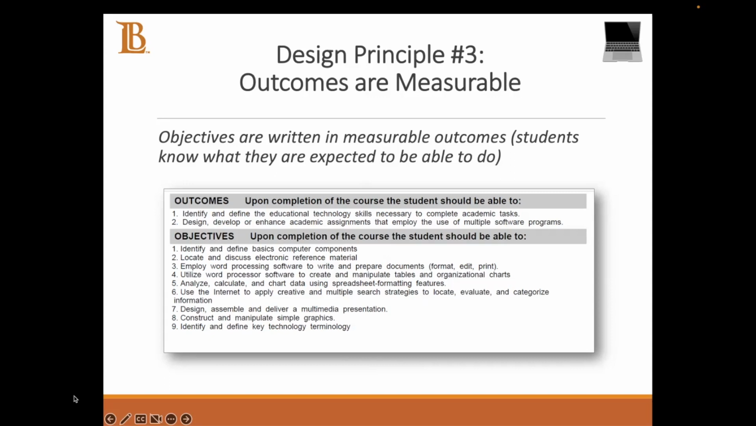You can see here a screenshot from the course outline of record that shows the outcomes and objectives for a class at Long Beach City College. This is the starting point as we develop our own learning objectives and outcomes in our online classes too.